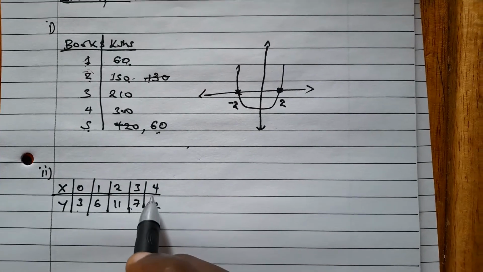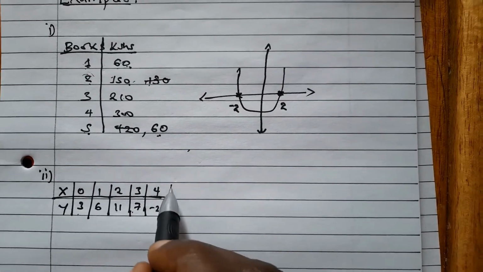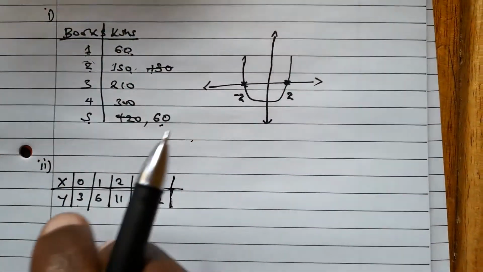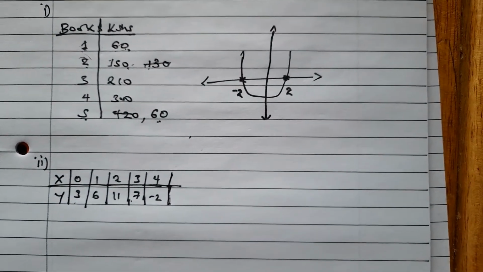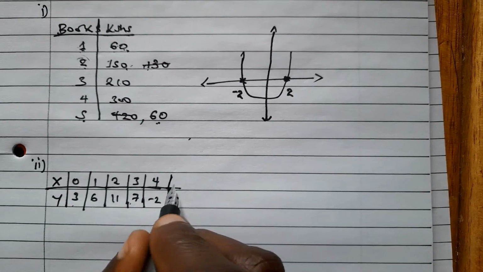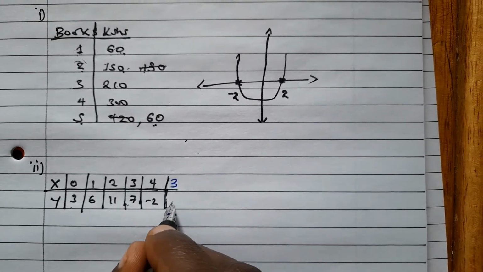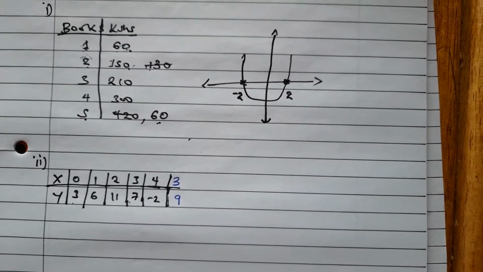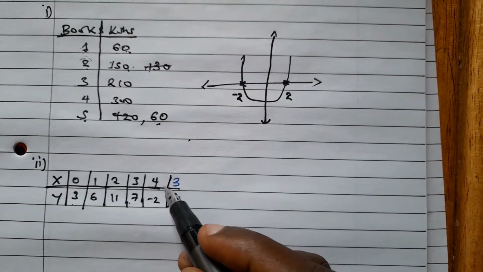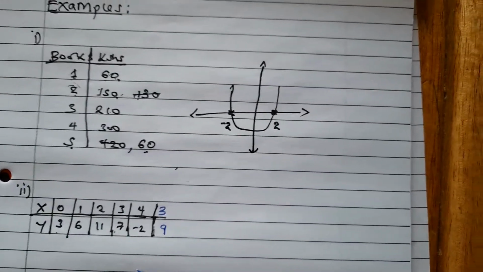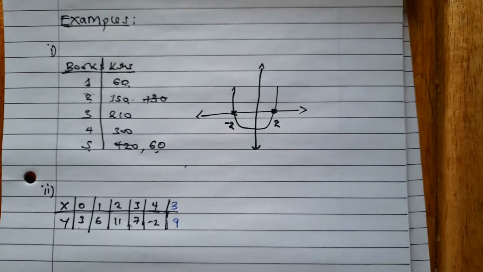So suppose I have another column here, and I'm having 3 here, and it is actually 9. Will it still be a function if I add x as 3 and y as 9? The answer is no. It's not a function.